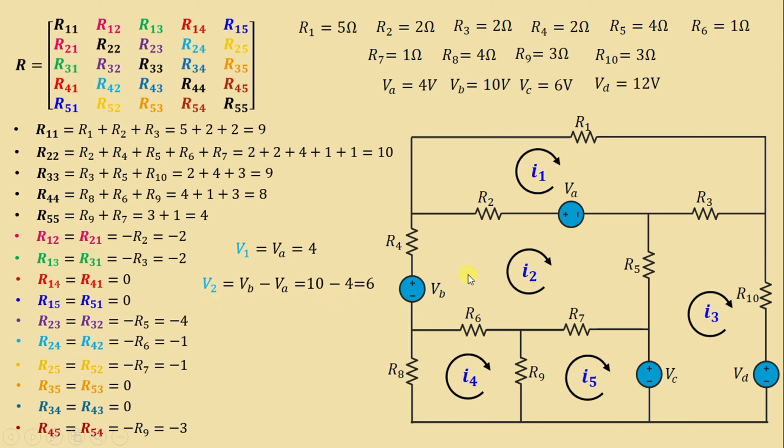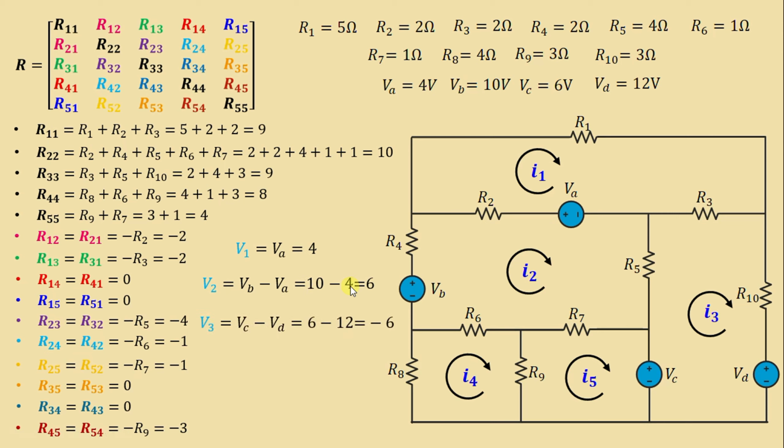Let's move on to mesh 2. We have two independent voltage sources, VA and VB. If we go in the clockwise direction, here we have a voltage rise and here we have a voltage drop. That means V2 is VB minus VA, which is 10 minus 4, so we get 6.